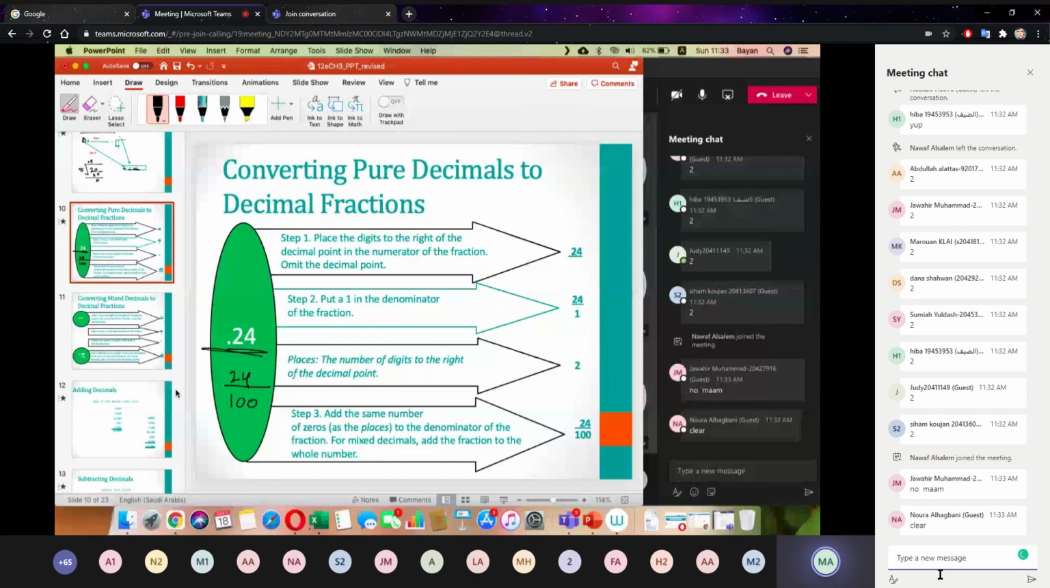2 units in the right. That means we can divide it by 100 because 2 units in the right, so we can add 2 zeros. So 0.24, we drop the point here. We have 24 over 100 because we have 2 values in the right.